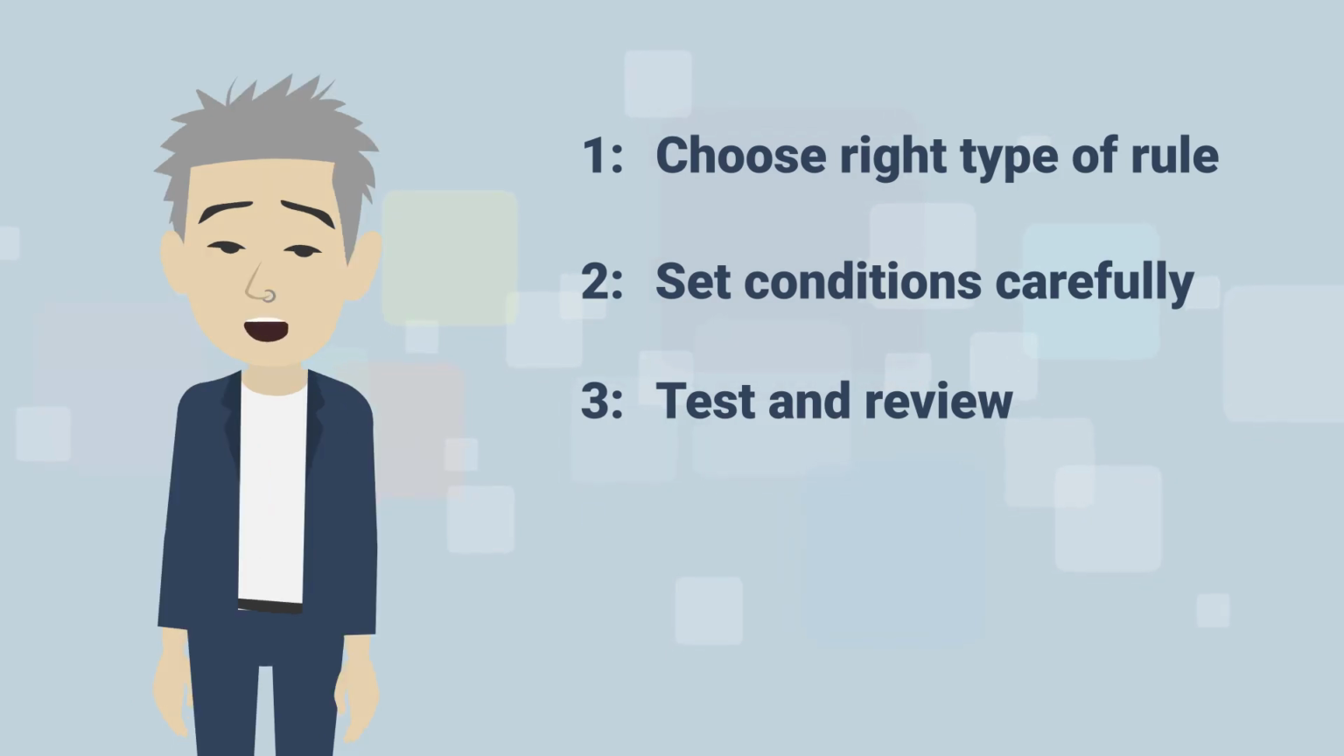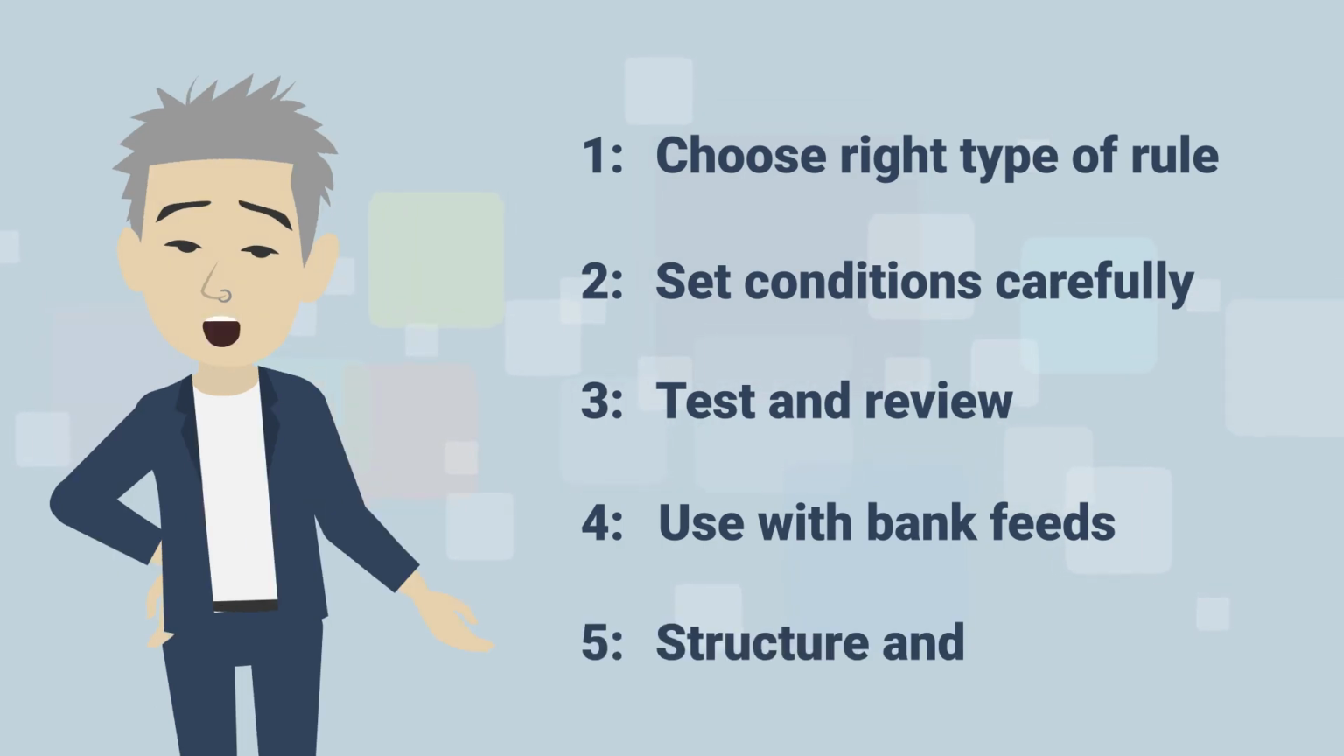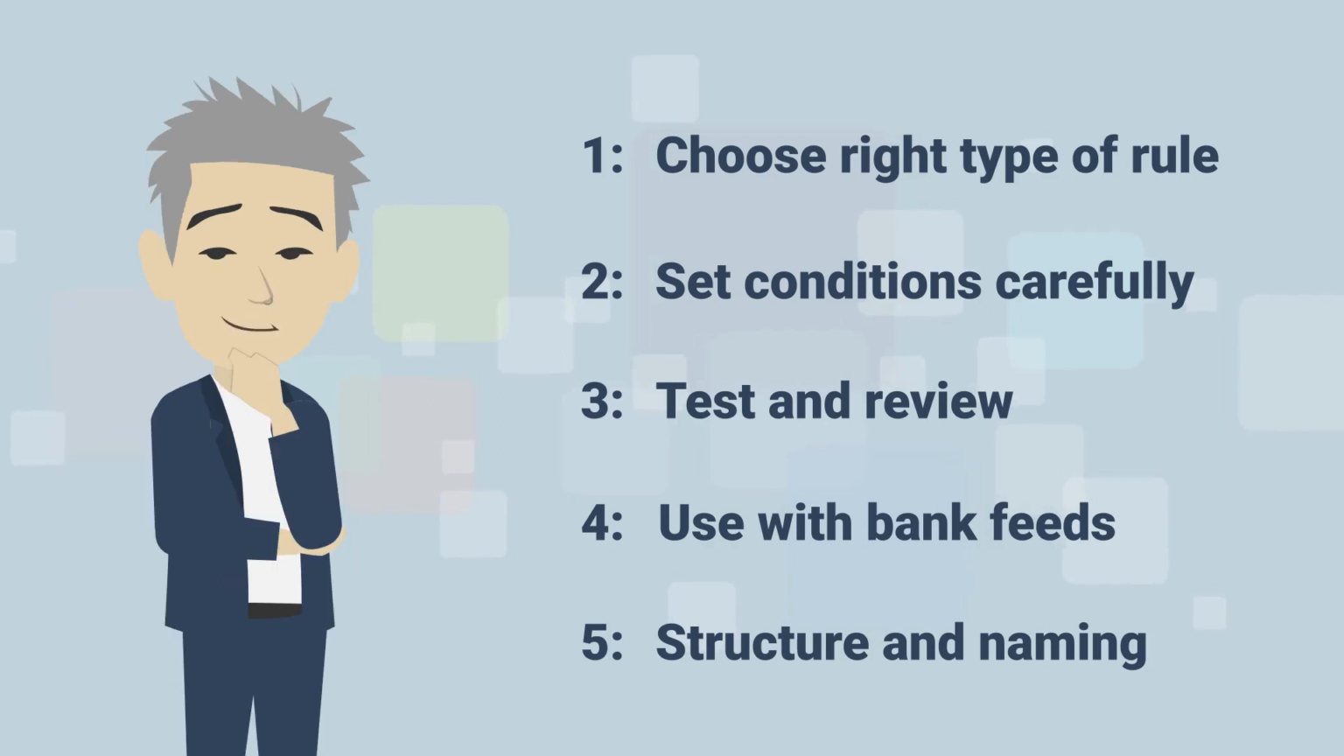The benefit of bank rules is increased if they are used in conjunction with bank feeds. And finally, setting up and sticking to a consistent naming structure ensures bank rules are easier to manage over time. I should add, Xero applies bank rules in the order they are listed. So it is important to have the most important rules listed first.